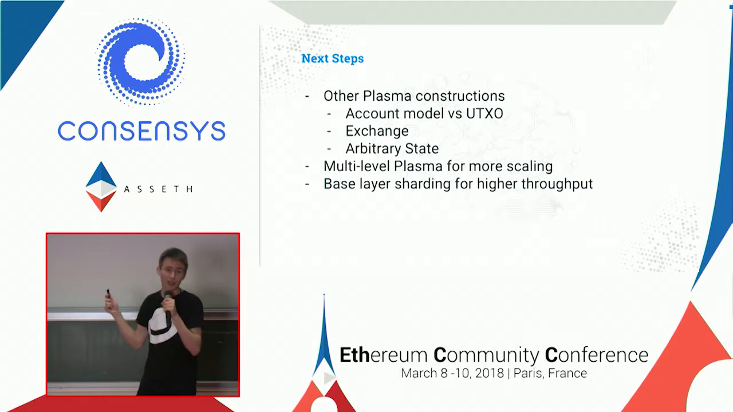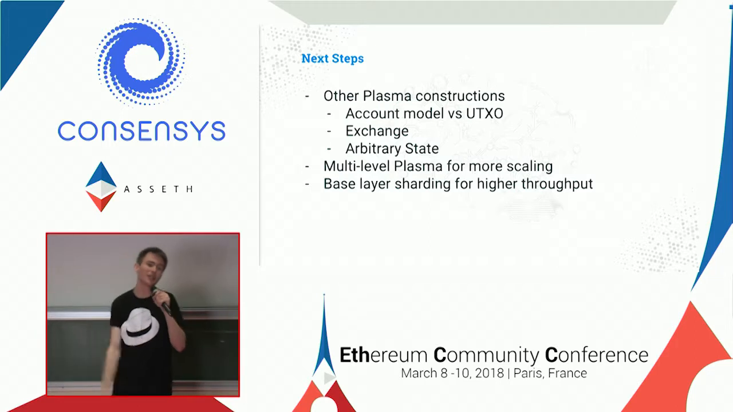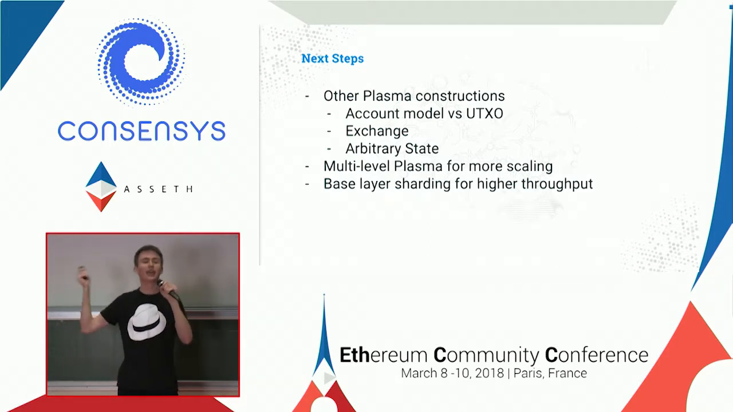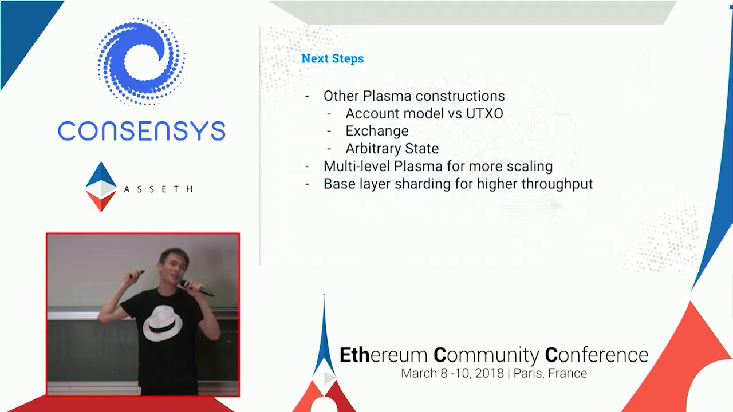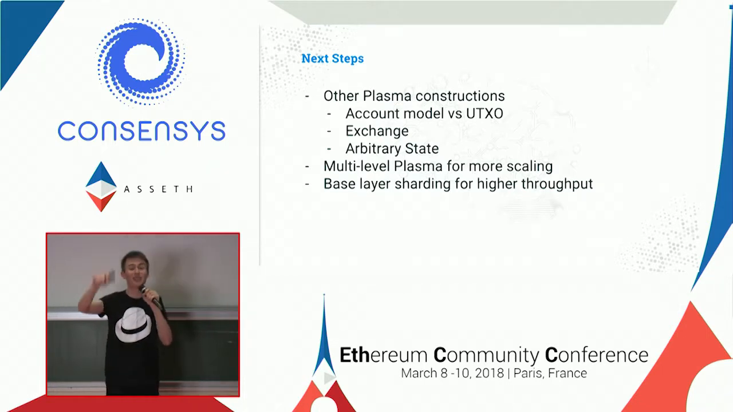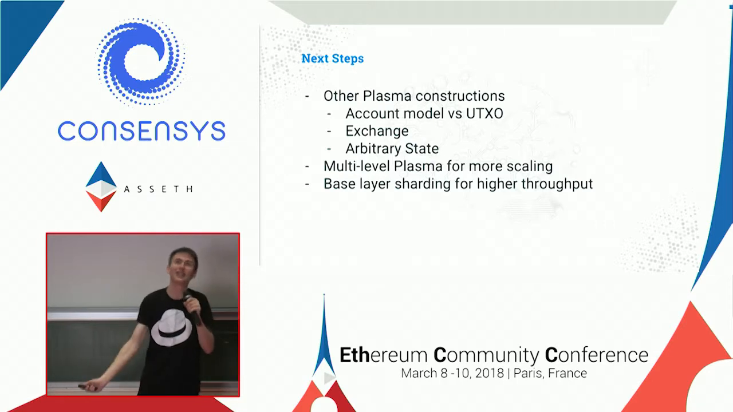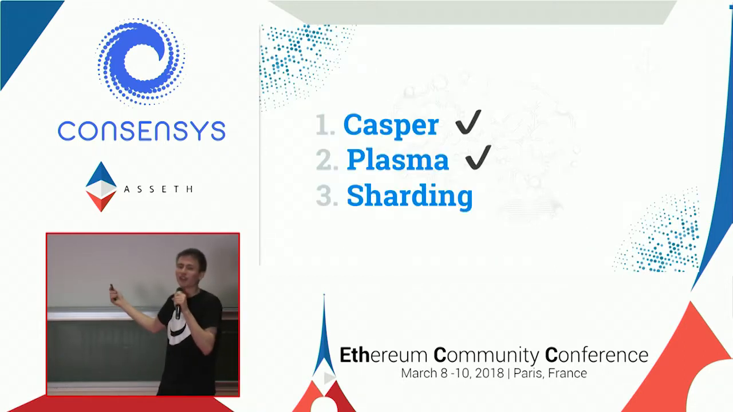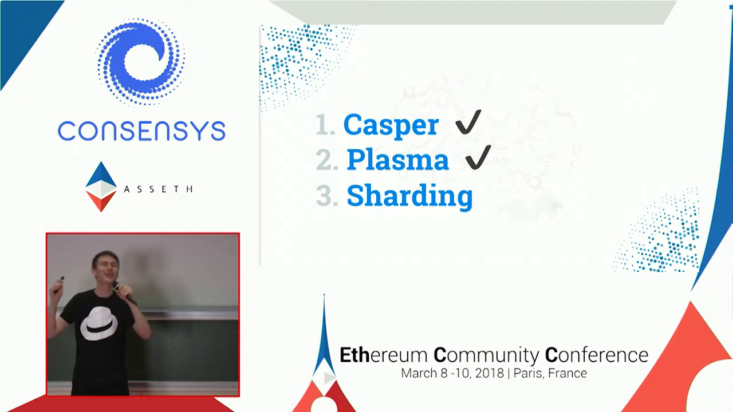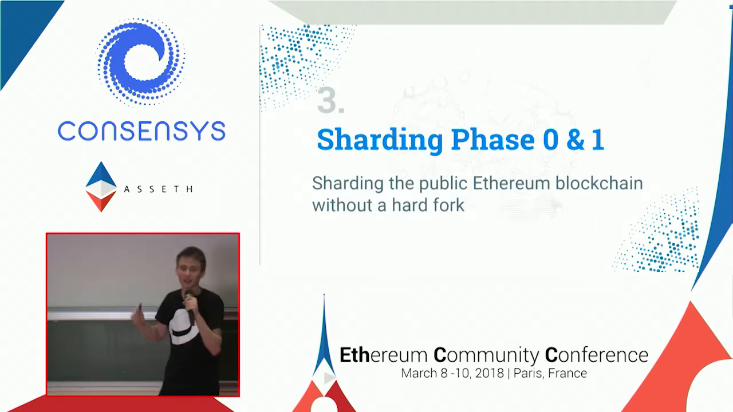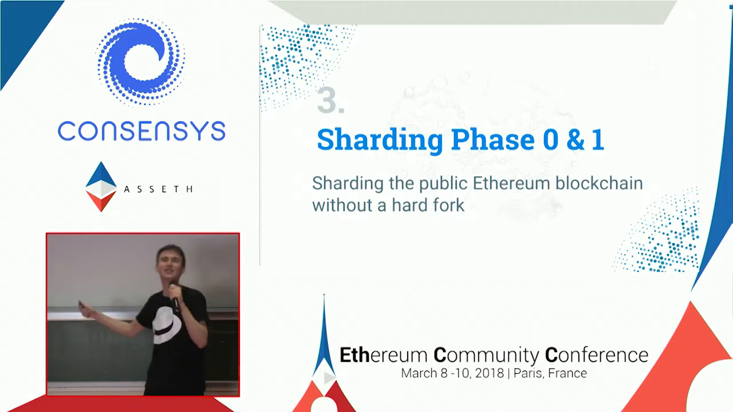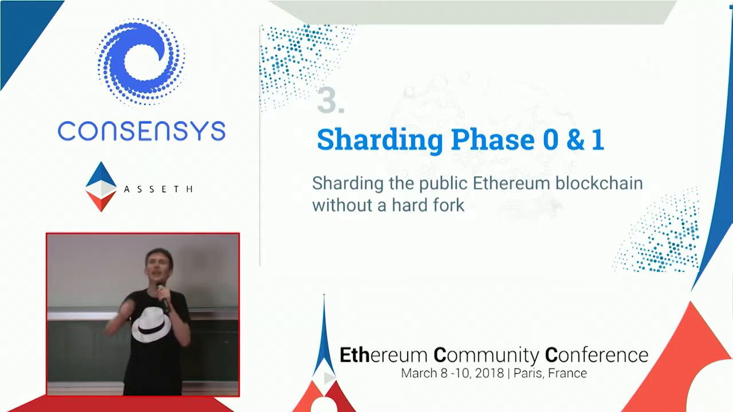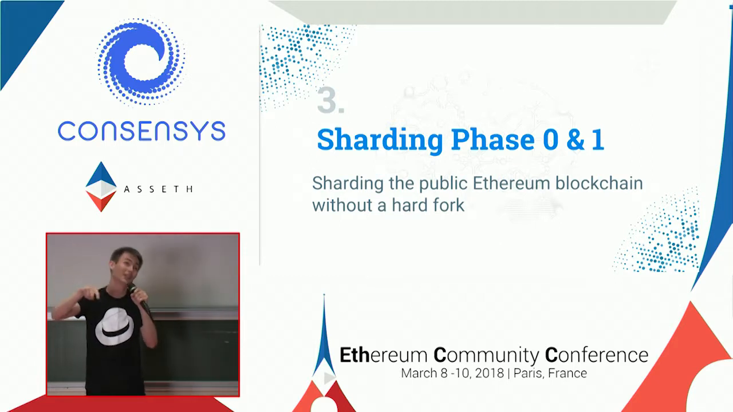So, exciting. There are some other constructions once again: exchanges, arbitrary state transitions, even more scaling techniques. This is really important. And something else that's important is the base level sharding for higher throughput. So we can process more transactions per second if we scale up the main chain. That brings us to sharding. So we've got to learn all of Ethereum in 35 minutes. So sharding, phase 0 and phase 1. This is where we are now for implementing sharding. And we have sharded clients, by the way, that are in the works.